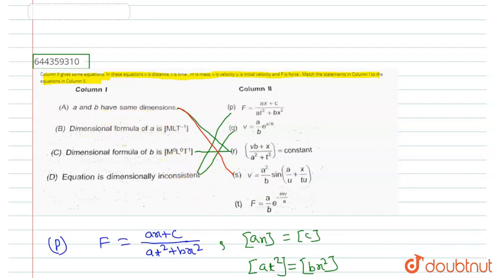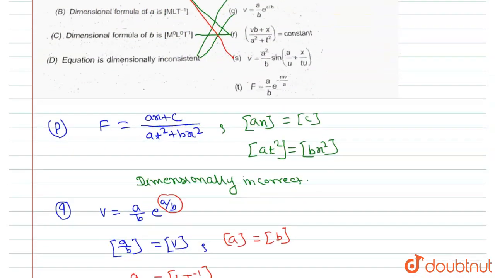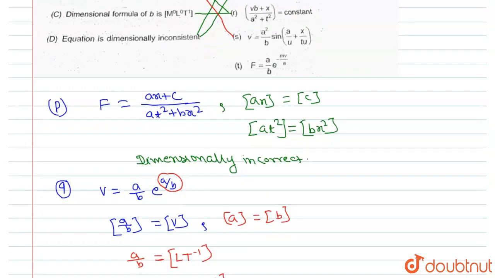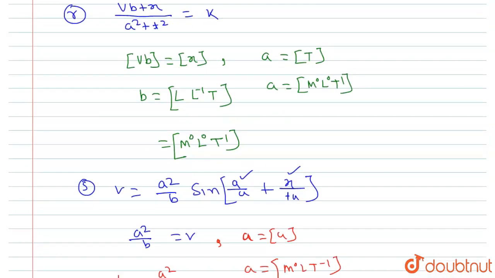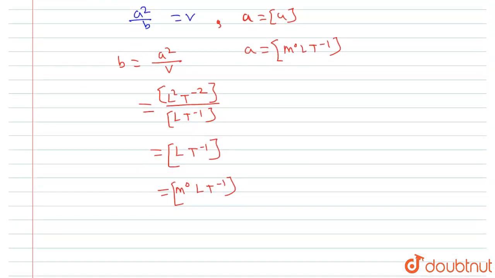Clear? Now coming to the last part of this question. So what is the last part of this question? F equal to A by B and e to the power minus MV by A. So we can see that in this question it is given that F is equal to A by B and e to the power minus MV divided by A.